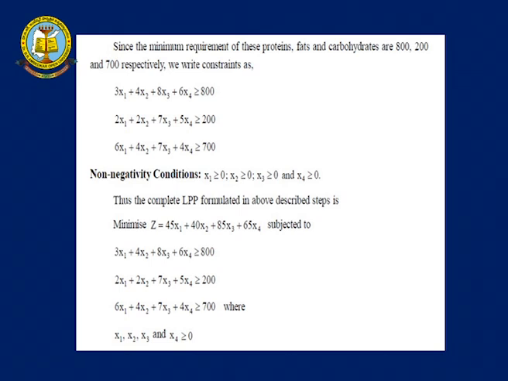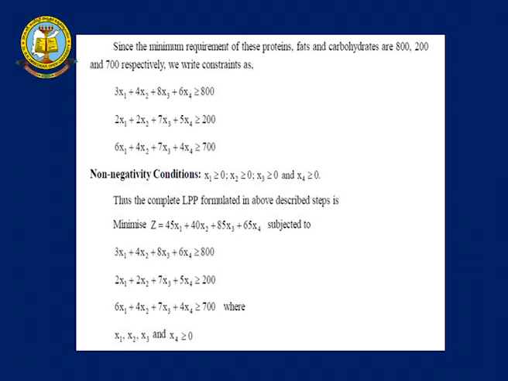Similarly, the second constraint we have to prepare is based on fats: 2x1 plus 2x2 plus 7x3 plus 5x4. It is also a minimum requirement, meaning greater than or equal to 200. Once again I will repeat: the second constraint based on fats is 2x1 plus 2x2 plus 7x3 plus 5x4 must be greater than or equal to 200. This is the second constraint.